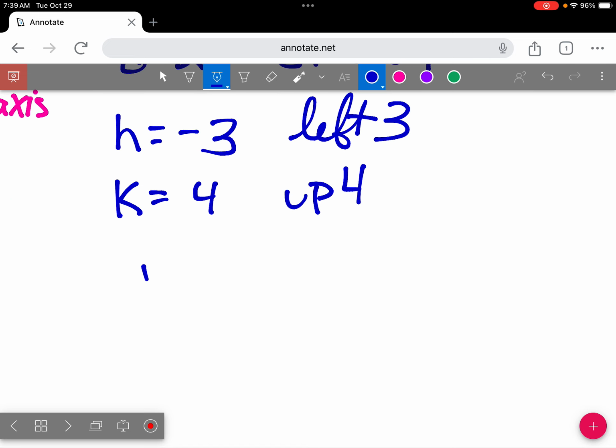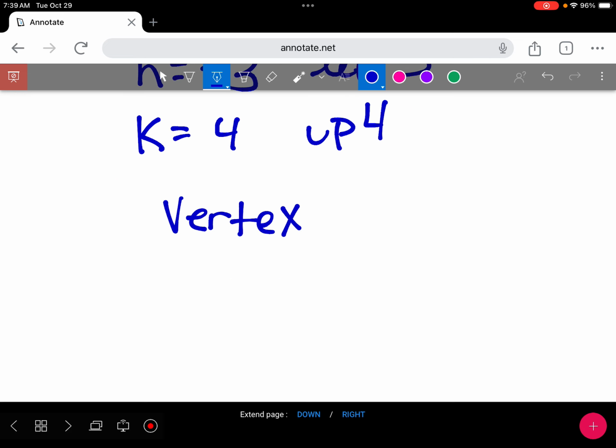So where's our vertex? -3, 4. H comma K. Every single time.